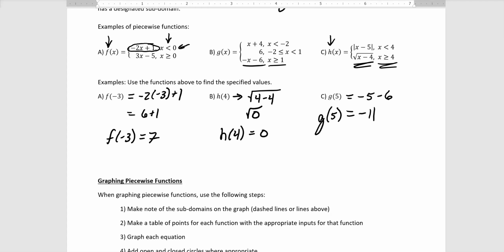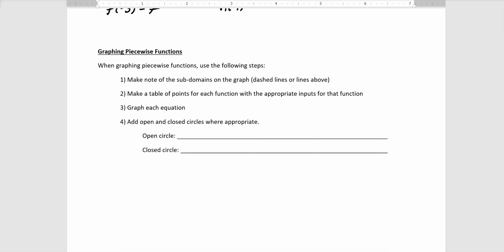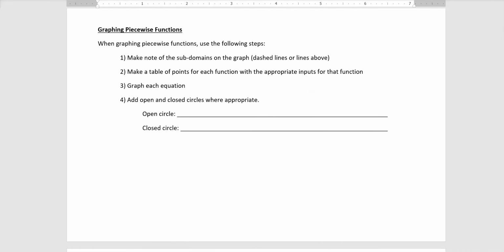We're also going to talk about graphing them. Now, graphing them is a bit more intense. When graphing piecewise, we're going to use these following steps. One, we're going to make notes of the subdomains, and I'm going to do that with dashed lines. There are other ways to do it, but feel free to do it like me, or you can draw lines above the coordinate plane, whatever works best for you. Two, we'll make a table of points for each function with the appropriate inputs. Three, we'll graph each equation, and then we'll add open or closed circles.